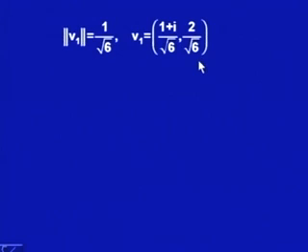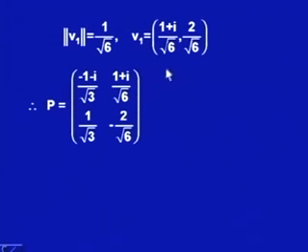Now, u1 and v1 form a set of orthonormal vectors. Their dot product is 0 and each of them is of magnitude 1, and that means we have a matrix P which has the two vectors as column vectors. This is the first column vector, this is the second column vector, and these column vectors have magnitude 1 and their dot product is 0. So, they are orthonormal, and this characteristic makes the matrix P a unitary matrix.